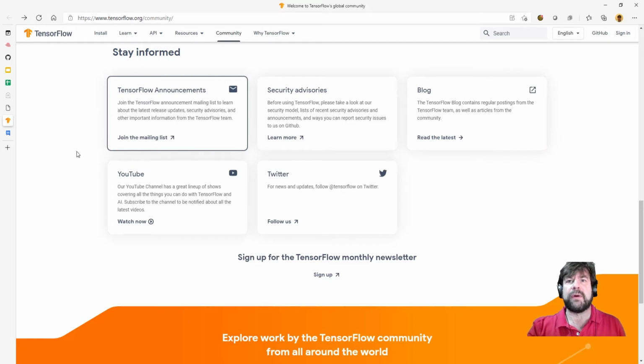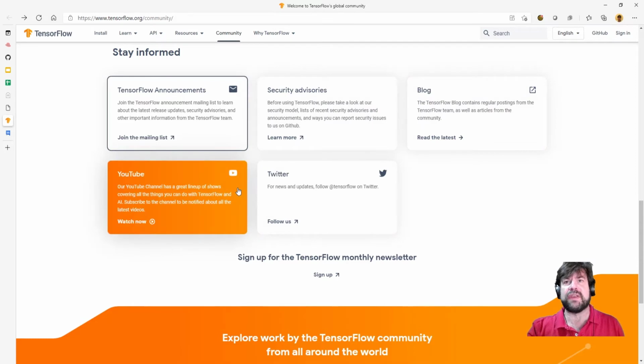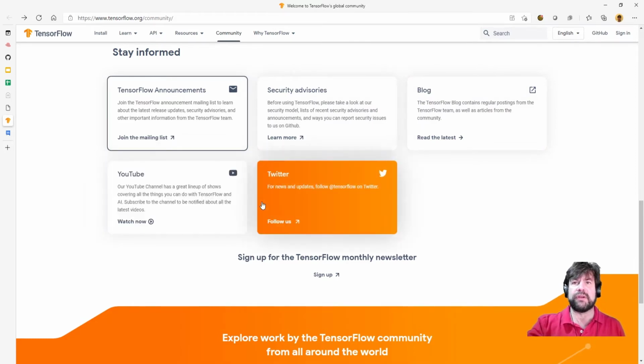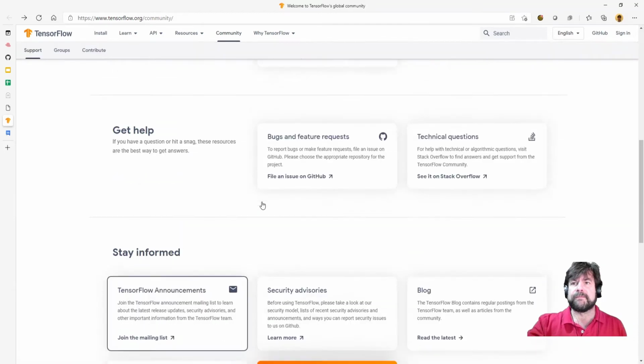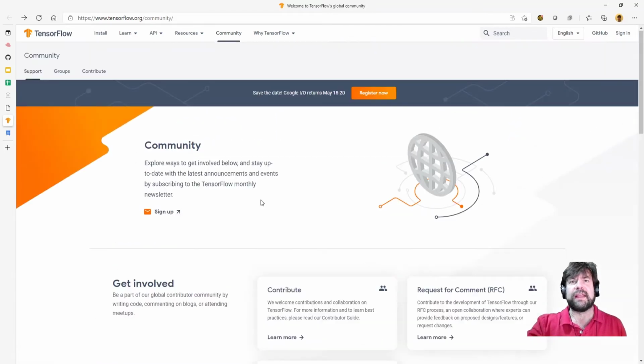Finally, what was the one that I wanted to? Oh, they have a blog, security advisories. They have a YouTube channel. We'll throw you into their YouTube channel somewhere in this presentation. Anyway, lots of stuff going on, lots of ways to interact.